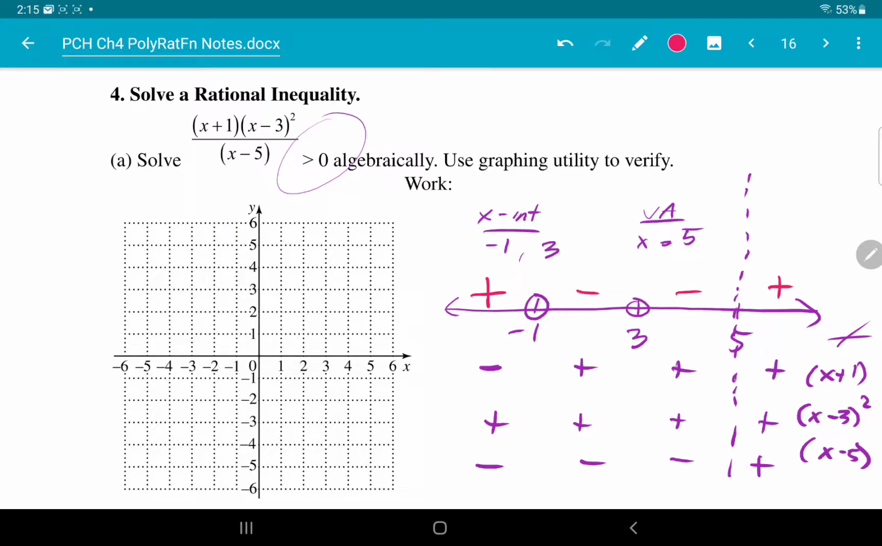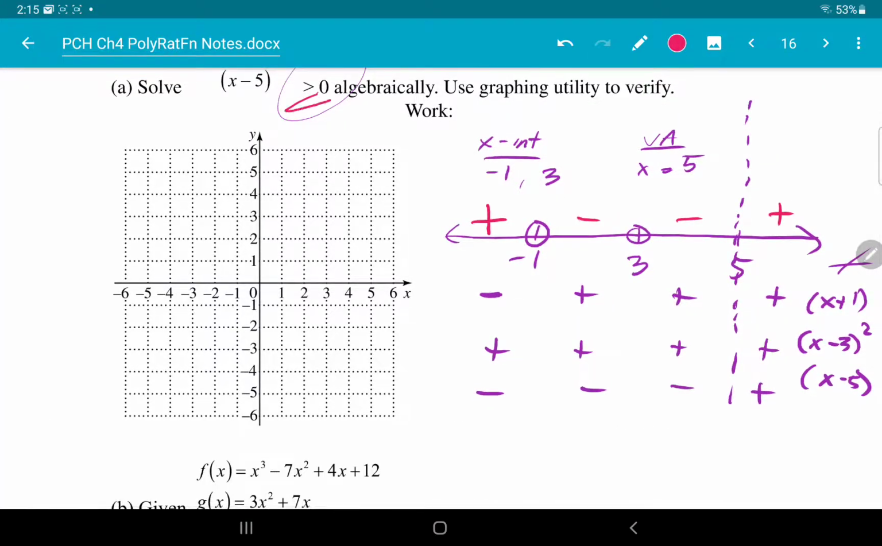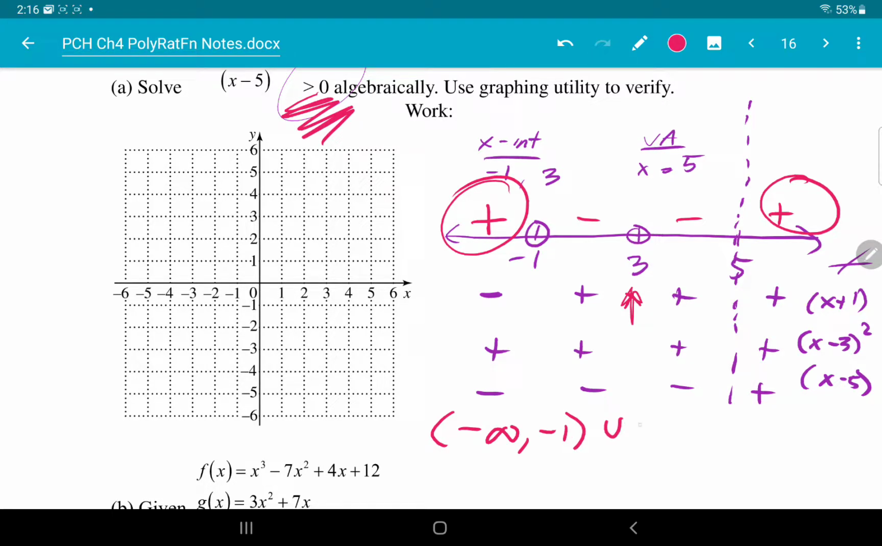So when we solve this algebraically, we are looking for values greater than 0. That is all the positive numbers. So there, there. Don't forget we don't need to include 3 because it is not greater than 0 at that point. That's when it's equal to 0. So we can say our answer is -infinity to -1, where -1 is non-inclusive, union, you start at the vertical asymptote at 5, non-inclusive, and you go up to infinity since that's where it is positive.